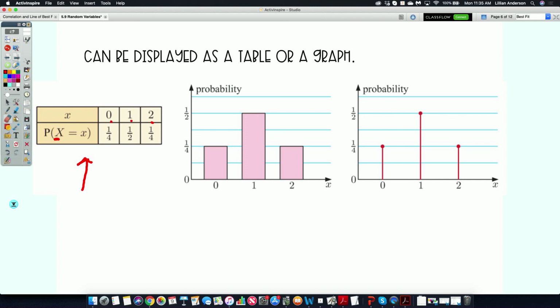Could also be represented in a graph, either a bar graph, a histogram, or a dot plot. This one is the rarest I've seen.